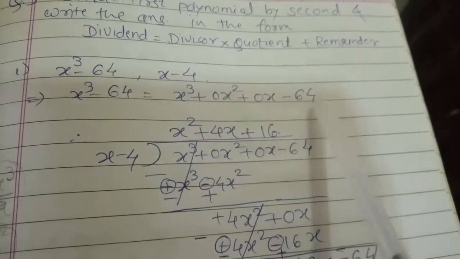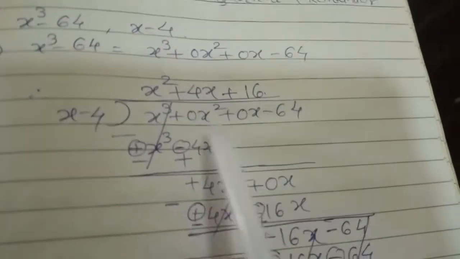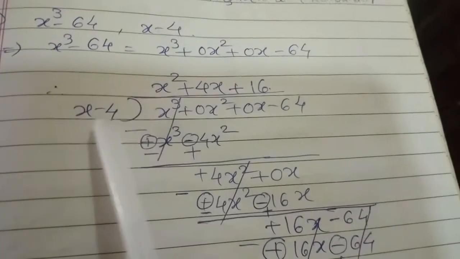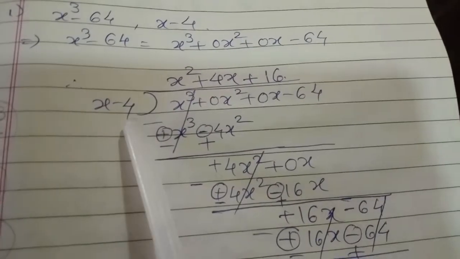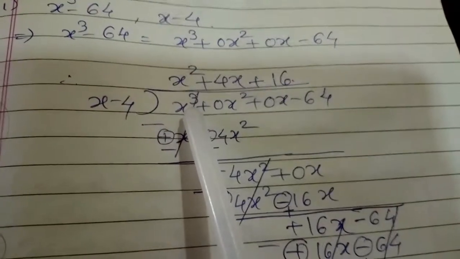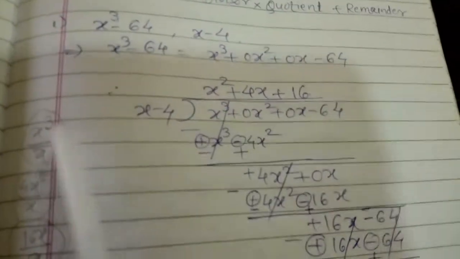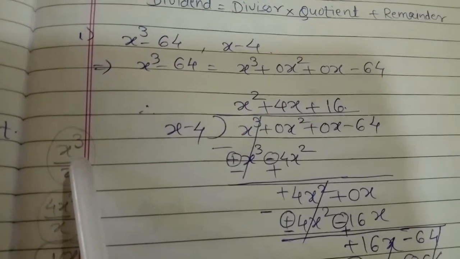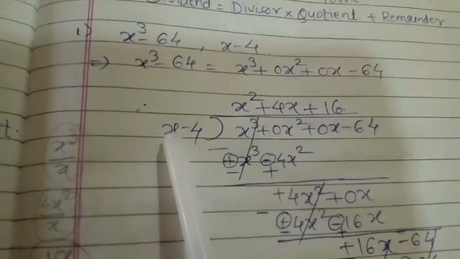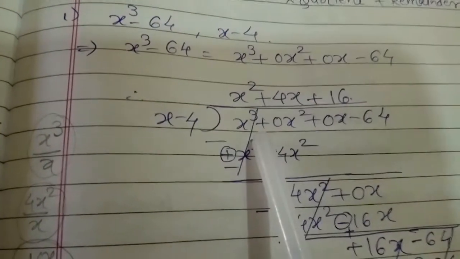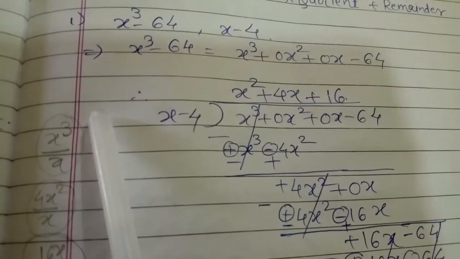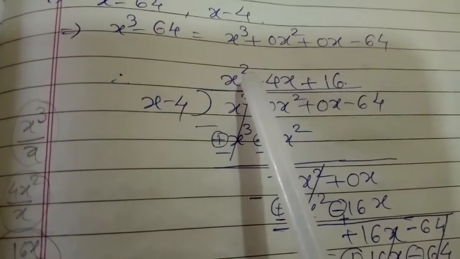Now we have to divide this quantity by x minus 4. So first we write x cube plus 0x square plus 0x minus 64, and we have to divide it by x minus 4. So I am going to tell you the simple method of how to take the division. The first term in this dividend is x cube. So write down this x cube on the left side in the margin and divide it by the first term of the divisor, that is x. So x is cancelled with this x. The remaining term is x square, so we write it here.